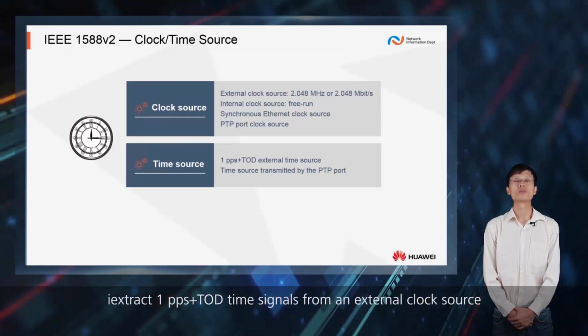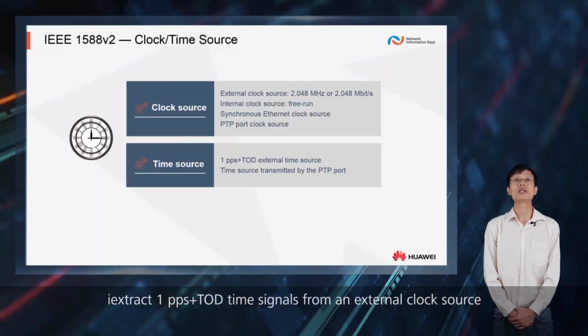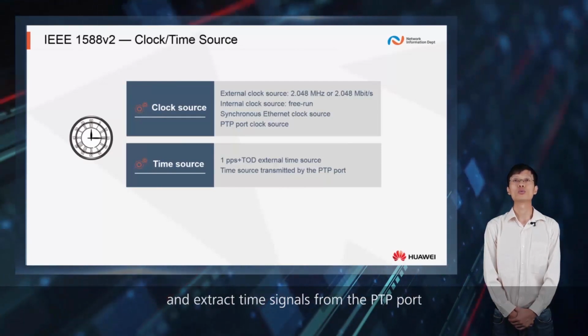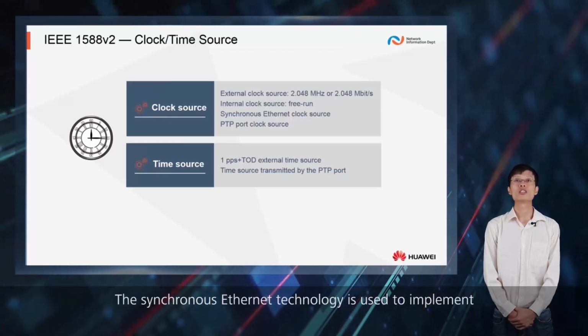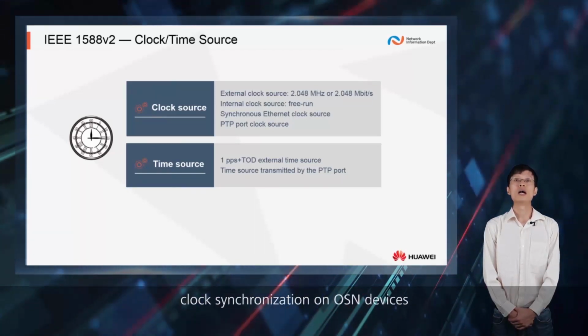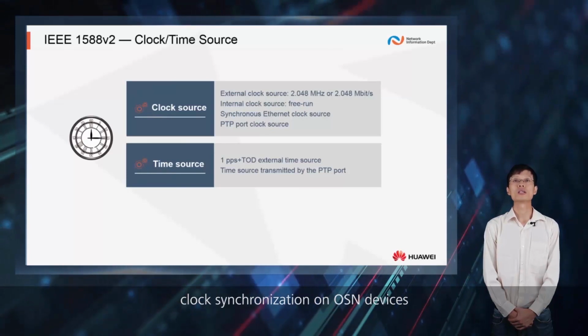Extract 1 pp/second plus TOD time signals from an external clock source, and extract time signals from the PTP port. The synchronous Ethernet technology is used to implement clock synchronization on OSN devices.